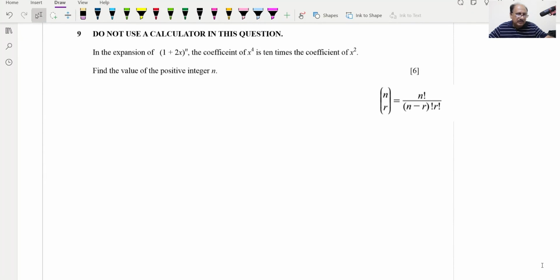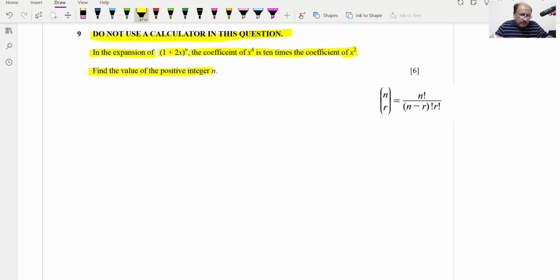Question number 9 says do not use a calculator in this question. In the expression of 1 plus 2x raised to the power n, the coefficient of x^4 is 10 times the coefficient of x squared. Find the value of the positive integer n.